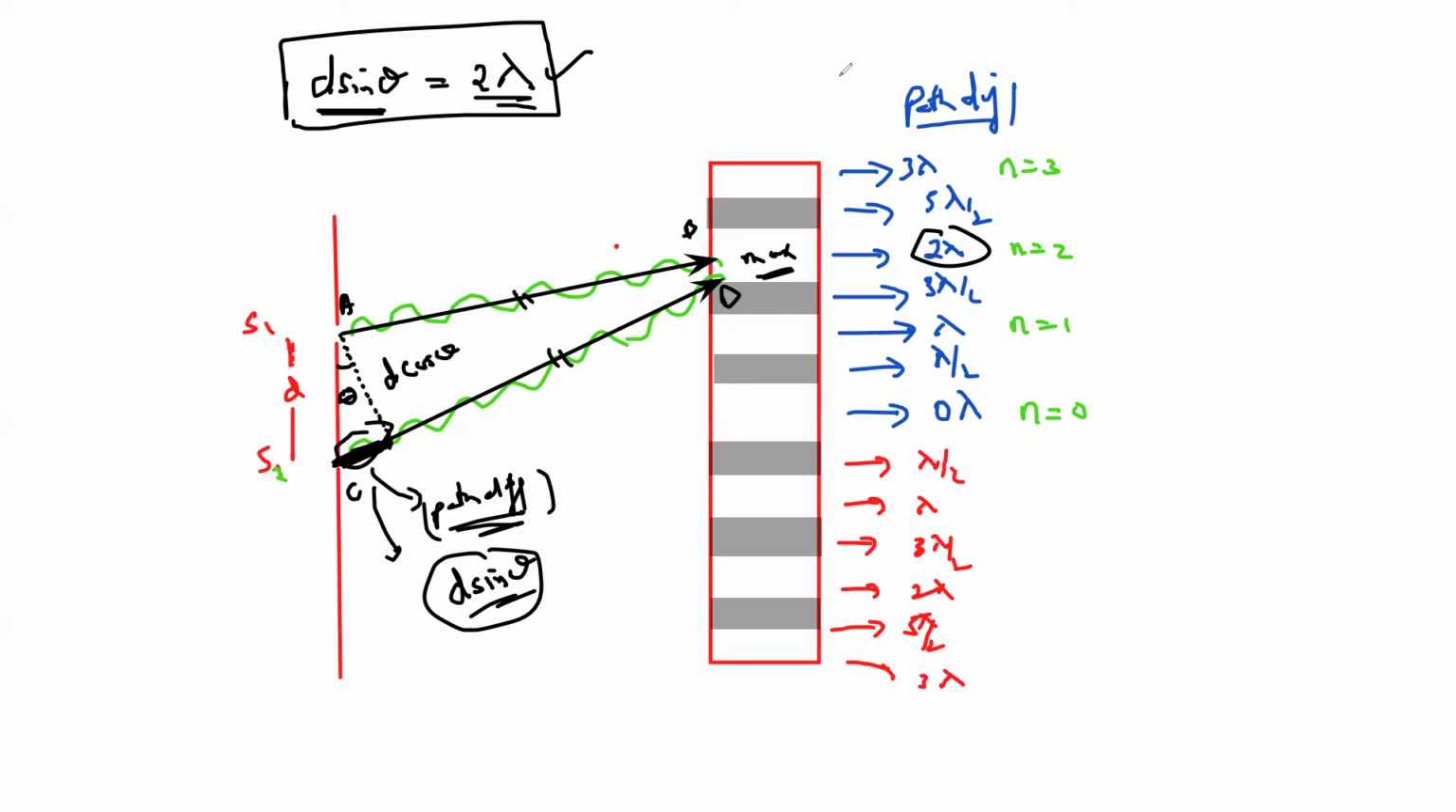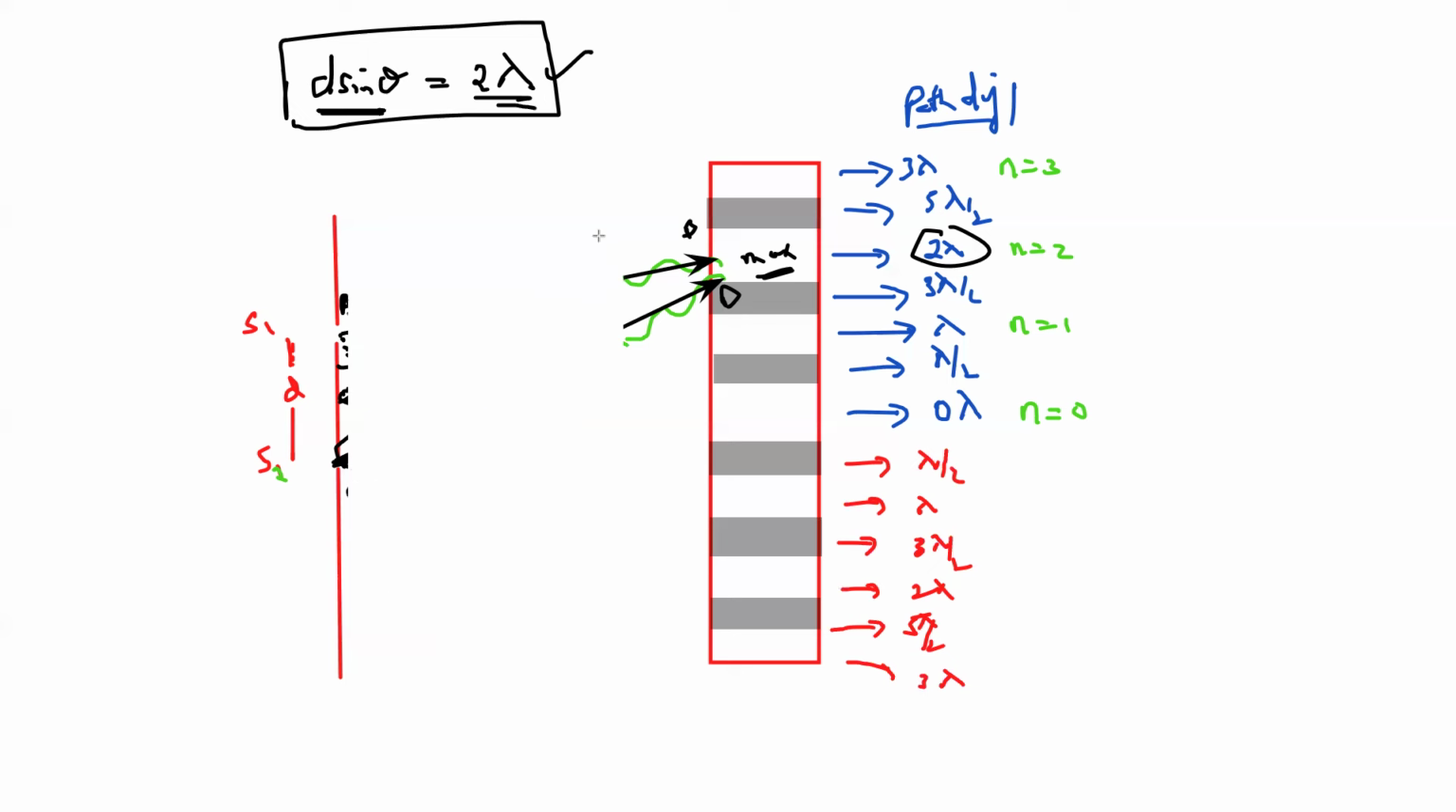So if we take another example, let's say we are observing an interference at this point, which is a destructive interference, okay? So the two waves travel. This is the distance traveled by one wave, and this is the distance traveled by the other wave. They meet at this point, and as a result of this interference, we have a destructive interference, okay?